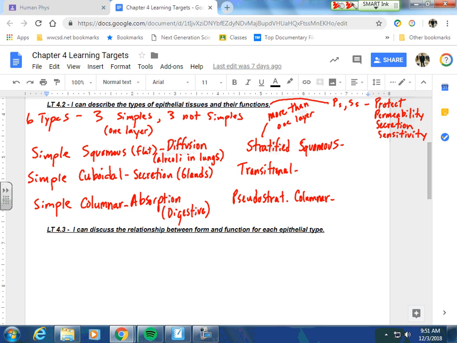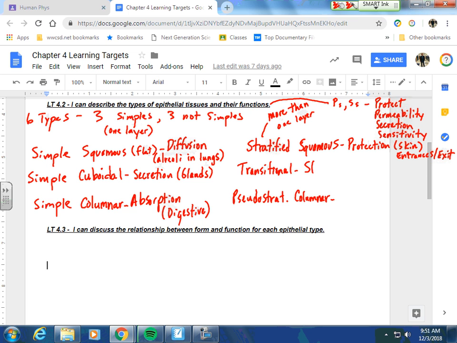Okay? So if I ask about a type of epithelium that's closely associated with the digestive system, I want you thinking simple columnar. Stratified squamous, I want you to think protection. So this would be like our skin is stratified squamous. Think about entrances and exits. We want those to be protected. They go through a lot.